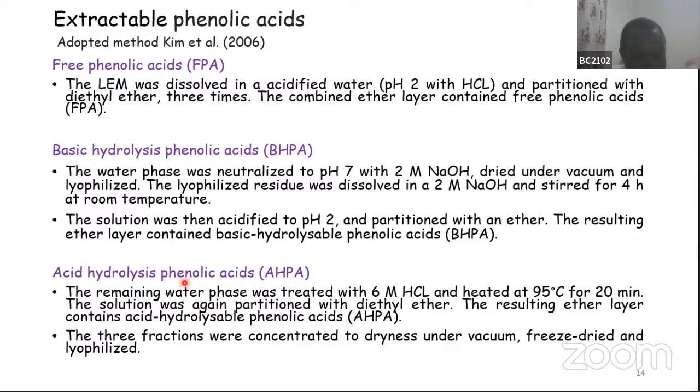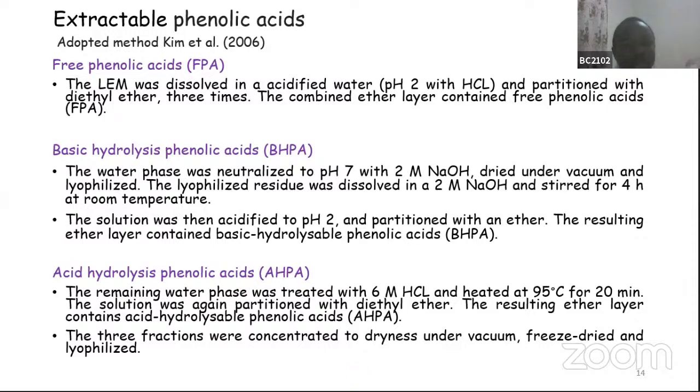The water phase after the second extraction, that is after basic hydrolysis phenolic acid extraction, was treated with hydrochloric acid and heated at 95 degrees for 20 minutes. The solution was again partitioned with ethyl ether as mentioned above. The third fraction was concentrated to dryness under vacuum, pre-dried, and lyophilized.